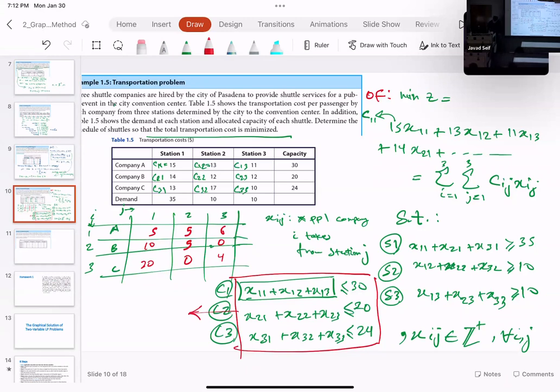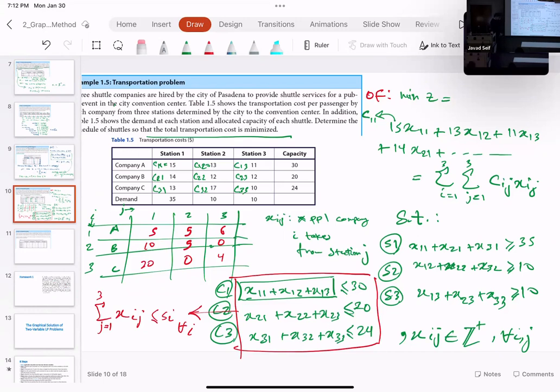So I can write sum of x, i, j. This i is the fixed one, and then the j changes, so I put it on the summation. j goes from 1 to 3, should be less than or equal to the supply of company i. And I say repeat this for all companies. So if I ask you how many constraints this is, it's 3, because for all i, and how many i's do they have? 1, 2, 3.